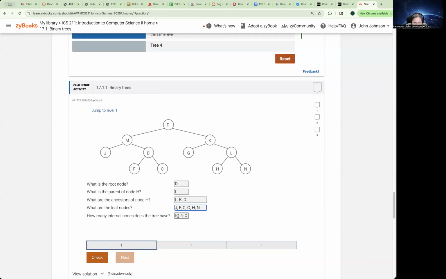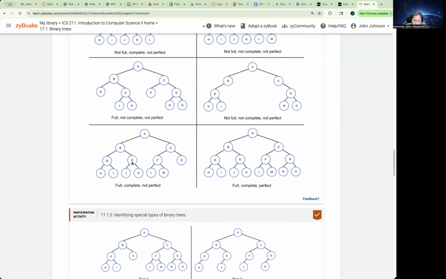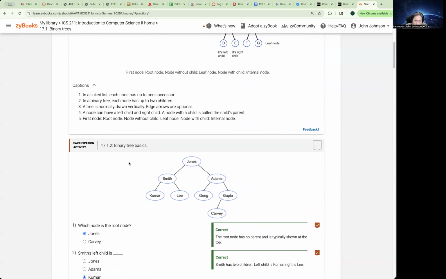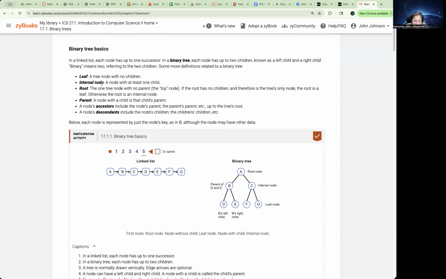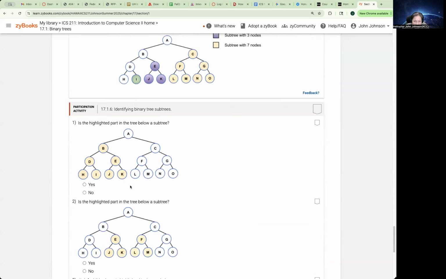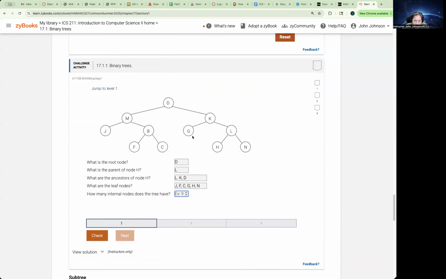How many internal nodes does the tree have? So if we want to remember what internal nodes are, we're going to go all the way up to the top. And remember that an internal node is a node with at least one child. So if we go back here and take a look at this, how many internal nodes do you have? This one has more than one. So we've got this one that doesn't. So 1, 2, 3, 4. This one does not. 5. So we put 5 here.